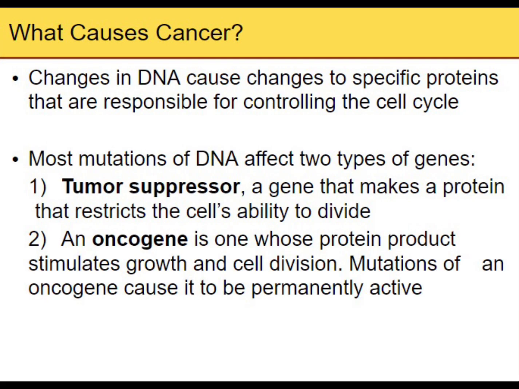Now, what causes cancer? Changes in DNA cause changes to specific proteins that are responsible for controlling the cell cycle. Most mutations of DNA affect two types of genes. A tumor suppressor is a gene that makes a protein that restricts the cell's ability to divide, and an oncogene is one whose protein product stimulates growth and cell division. Mutations of an oncogene cause it to be permanently active.